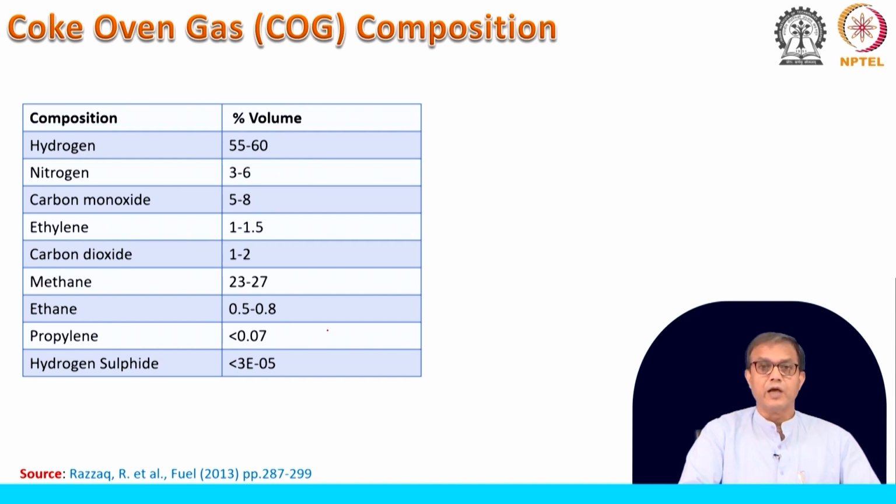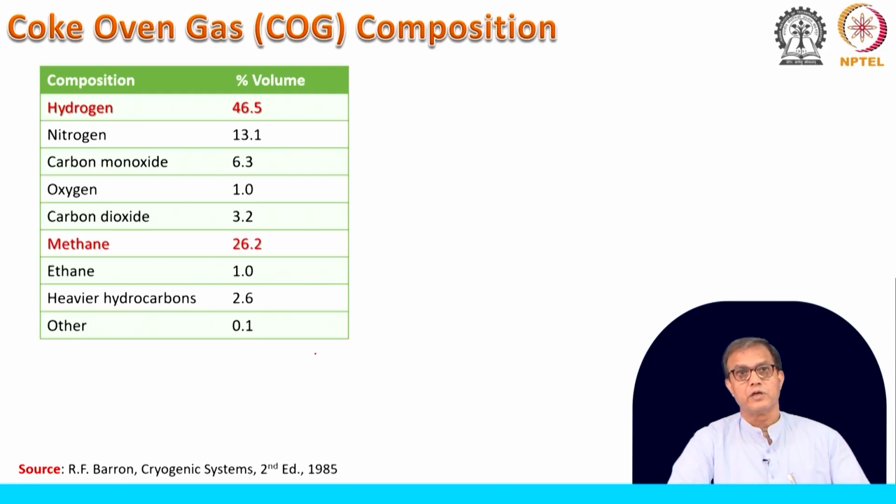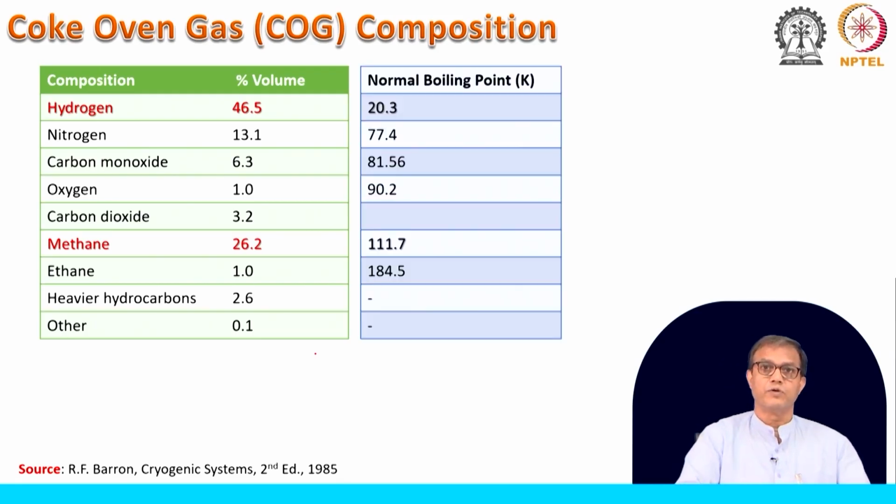This depends again on the composition of the coke oven gas. Now, once we have this composition known to us, we can look into the normal boiling point of all these components present. So, here this is the composition that I have shown you first. These are the normal boiling points of different components in Kelvin.